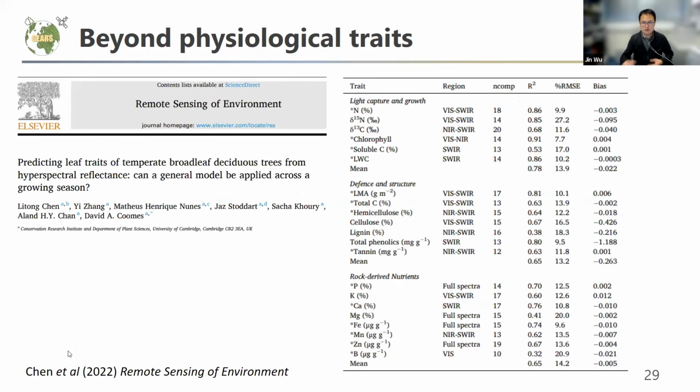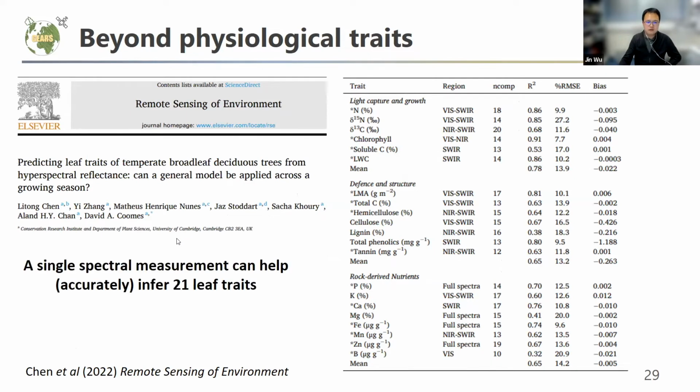And recently, almost 15 years after, Dr. Li Chun from David Coomes' group at Cambridge found that even with just a single hyperspectral remote sensing measurement, we can infer more than 21 leaf traits at the same time. The table shown on the right panel summarizes all the major traits that can be inferred from the hyperspectral remote sensing data. If you check the R-square, you can see more than 50% of traits can be predicted with a predictive power of more than 70%.